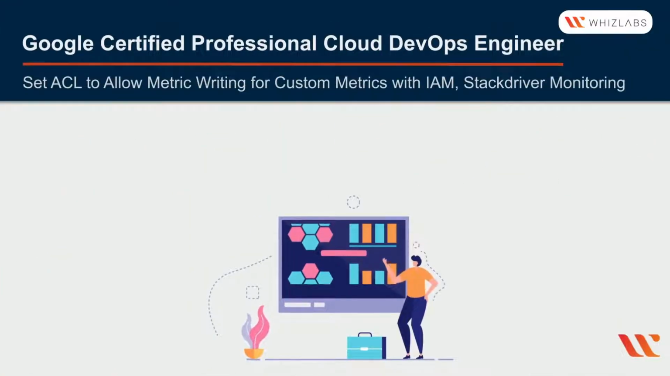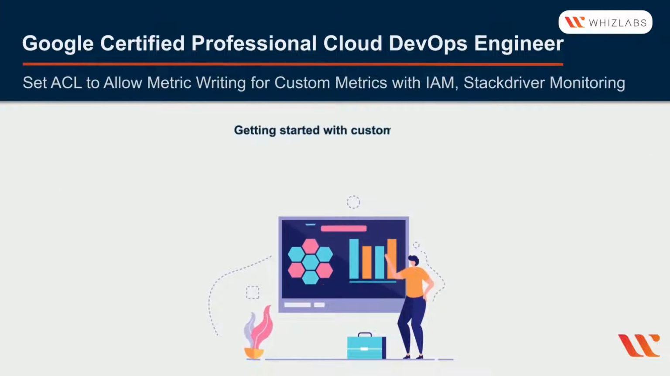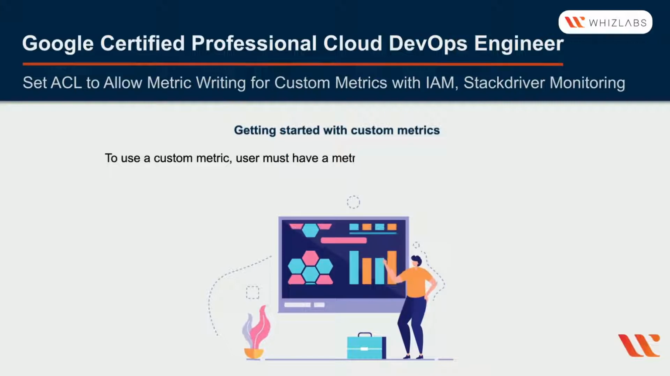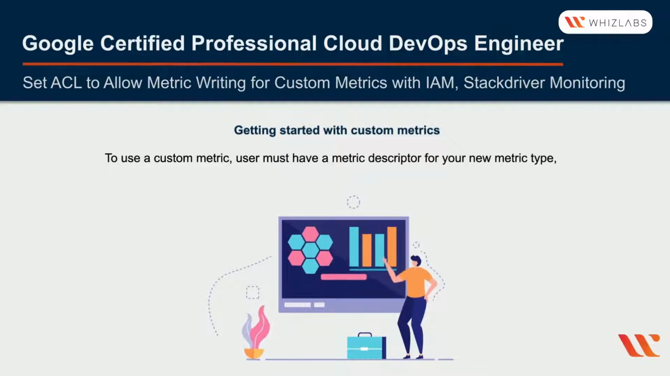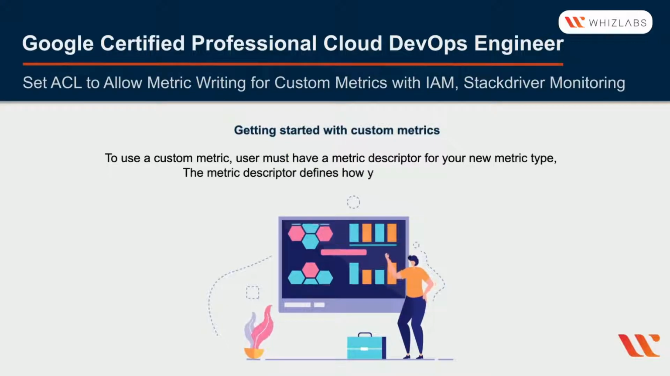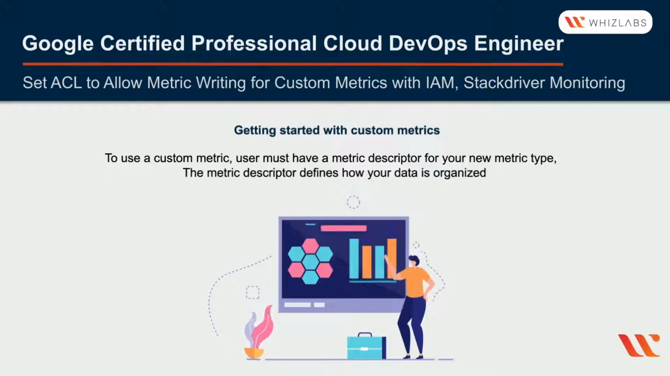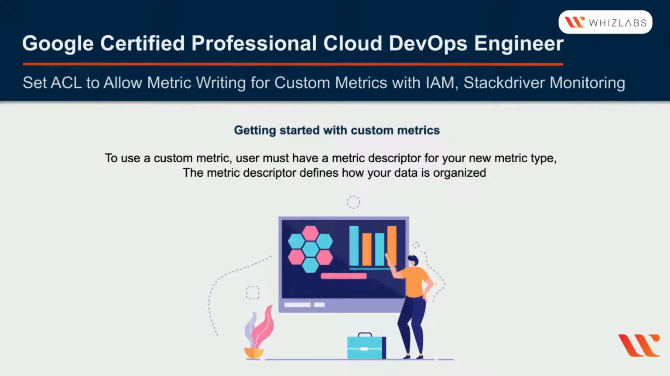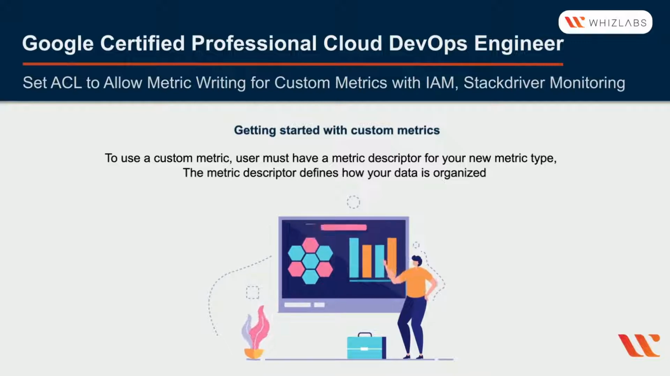Next is how we can get started with some custom metrics. To use a custom metric, you must have a metric descriptor for your new metric type. The metric descriptor will define how your data is organized. Before you start writing custom metric data, you need to determine how you want to use the data you collect and ensure that the data organization supports those objectives.